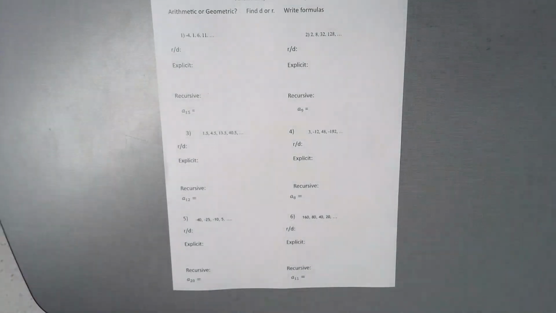All right, so we've got 6 problems here. What we're going to do is determine, are these arithmetic? Are they geometric? Then, once we do that, if it's arithmetic, we're going to have to figure out the common difference, that's the pattern, and write the explicit formula. If it's geometric, we've got to figure out the common ratio, and write the formula. So that's what we're going to do. Your guide is up here.